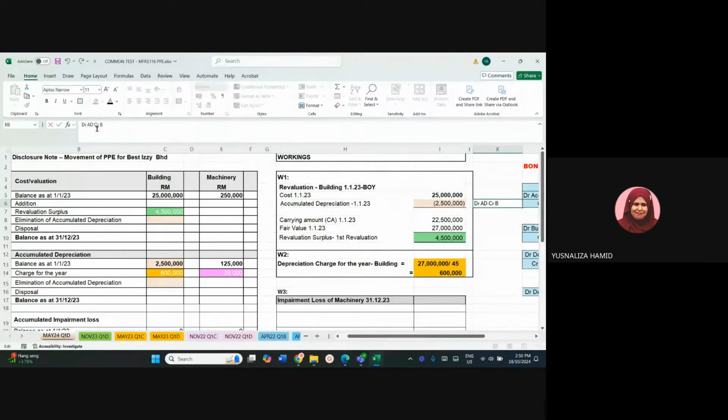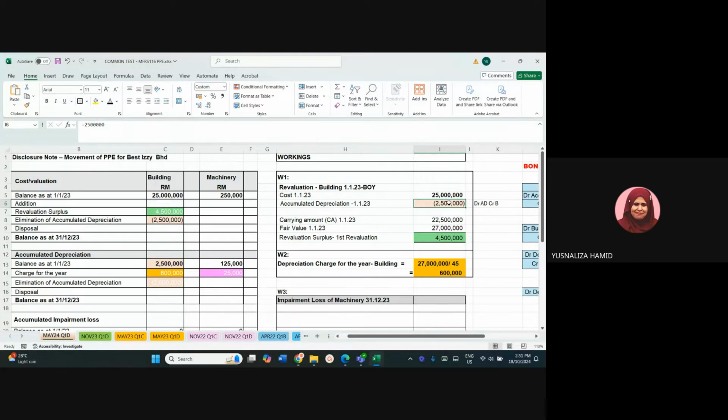I put here credit B. B here refers to building. So this 2.5 million, because you credit debit accumulated depreciation, it will have to be adjusted here. Elimination of accumulated depreciation, this 2.5 million. You can see I put same highlighter here. So this must be eliminated because the asset is being revalued.